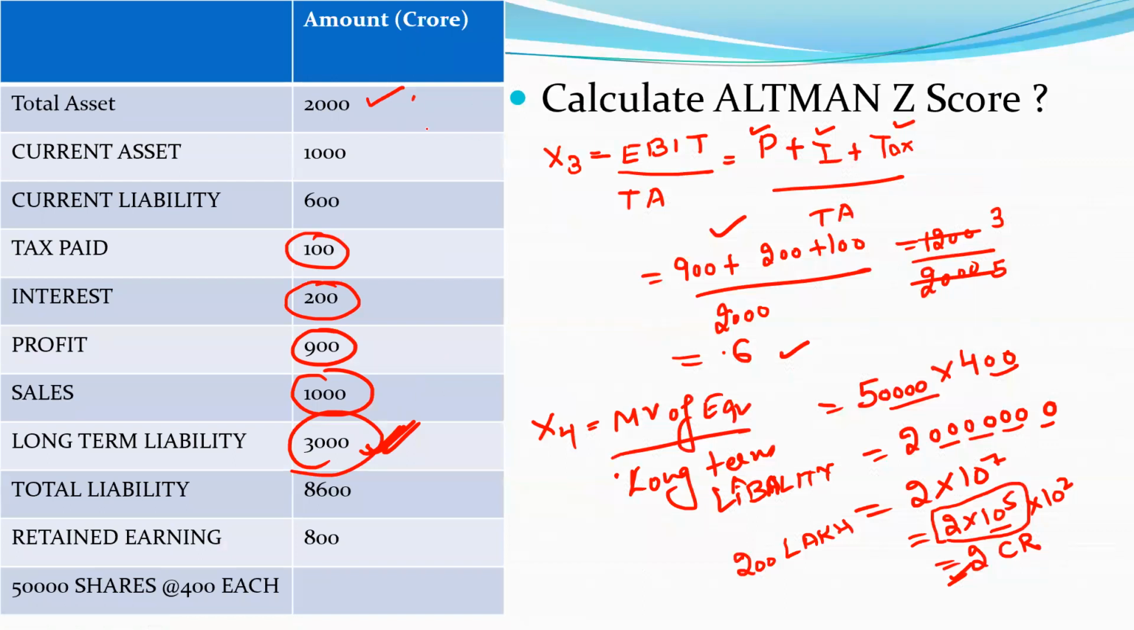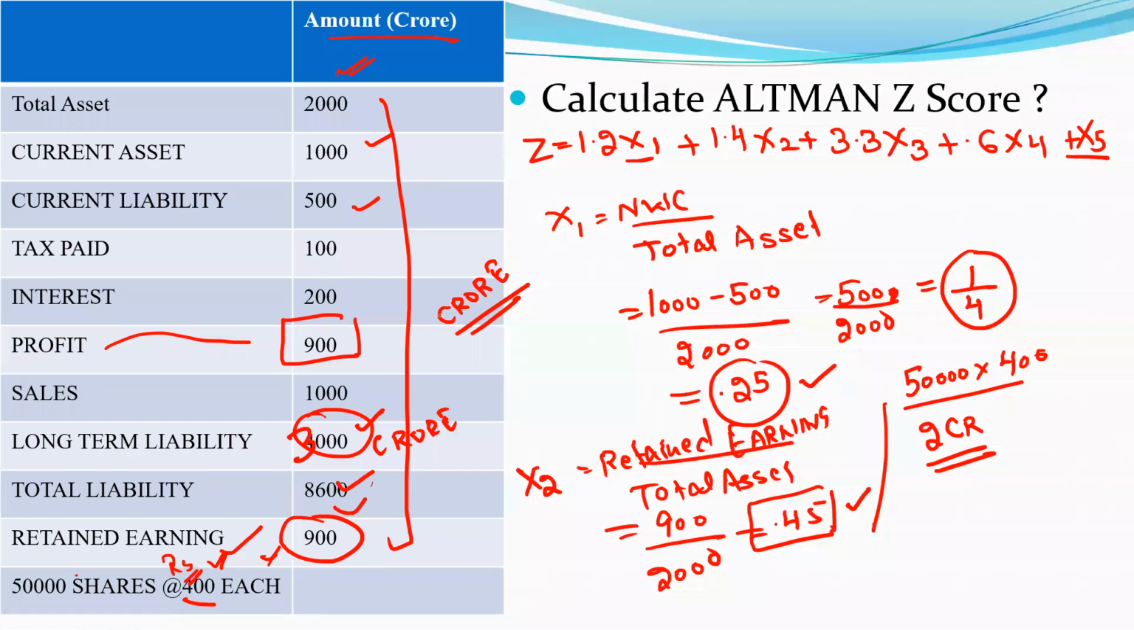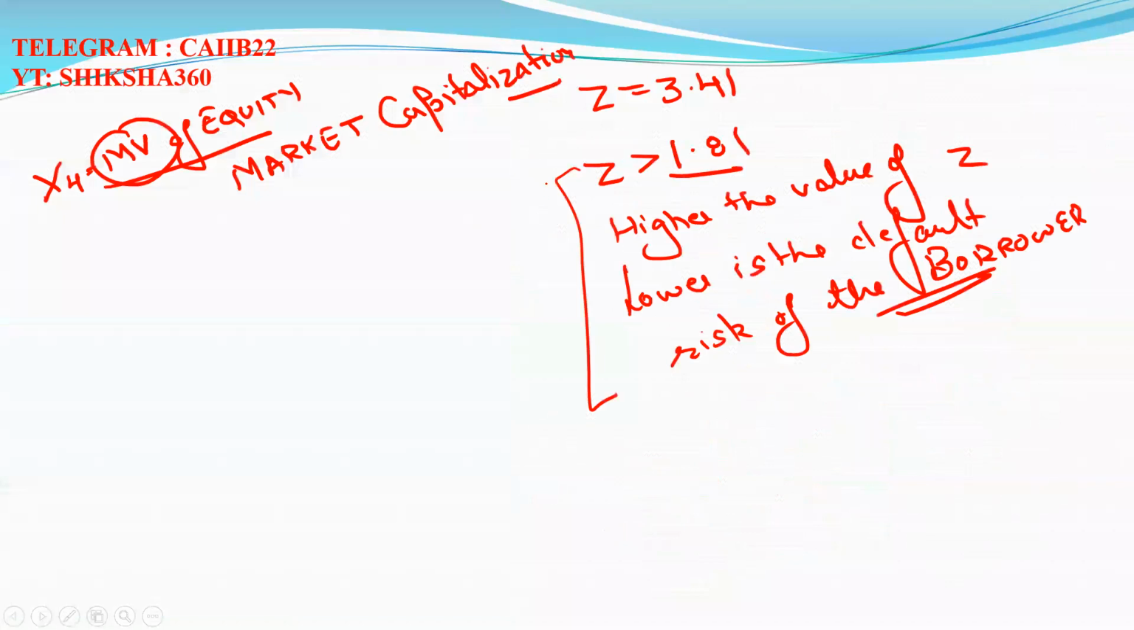Clear? You just have to use all these values, and you are able to solve the question. Long-term liability is basically 3,000 crore. All these values you have to use, and on the basis of that, we will calculate the Z.